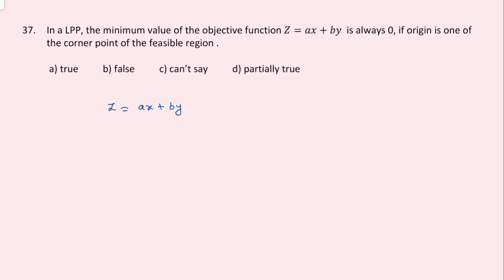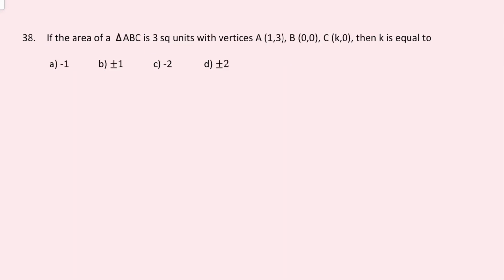The question says the minimum value is always at 0, which is false. So B option is the answer for this question. Question 38.